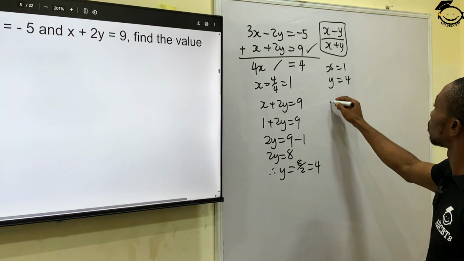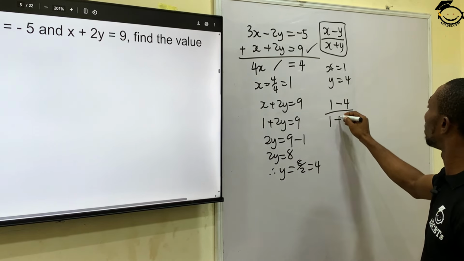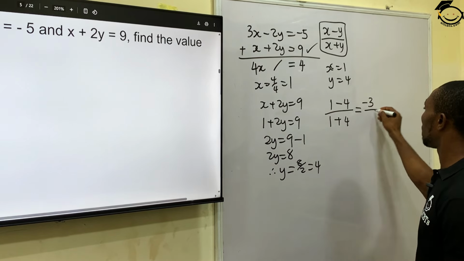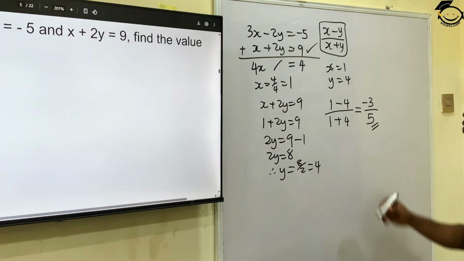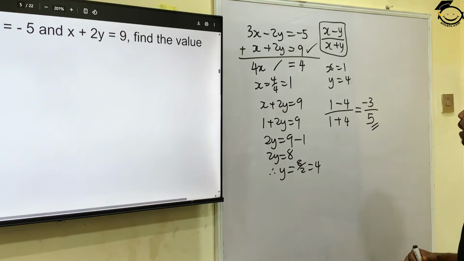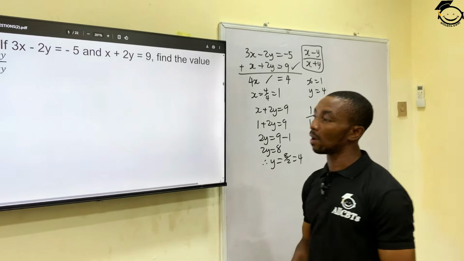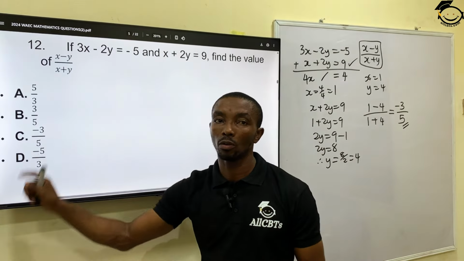So this becomes 1 minus 4 all over 1 plus 4. 1 minus 4 will give us minus 3. 1 plus 4 will give us 5. So our answer for x minus y over x plus y will become minus 3 over 5, which is our option C, minus 3 over 5.